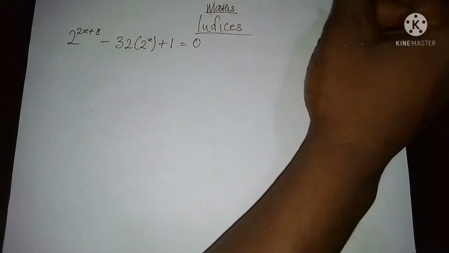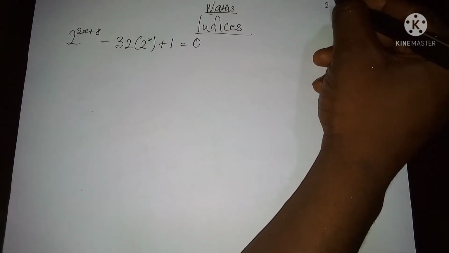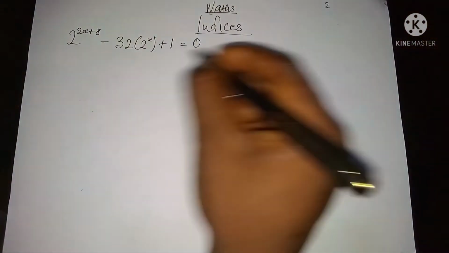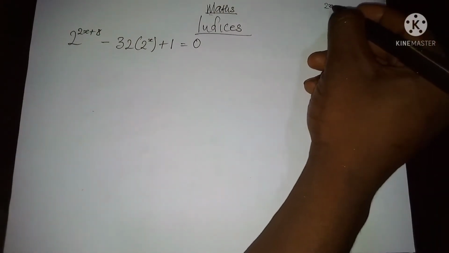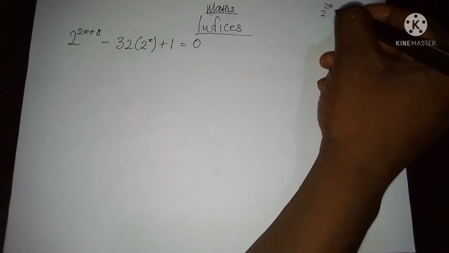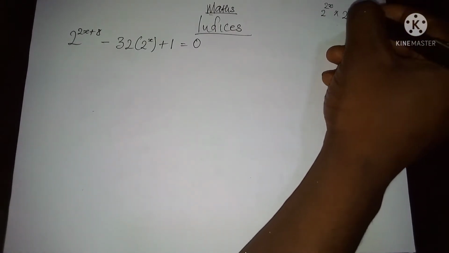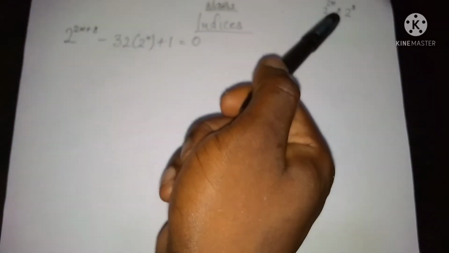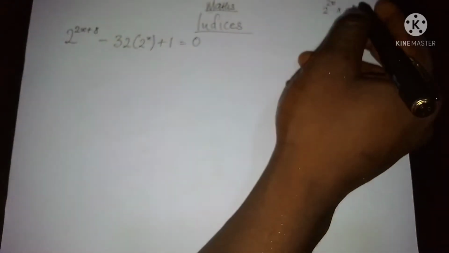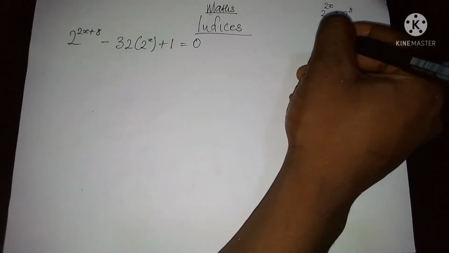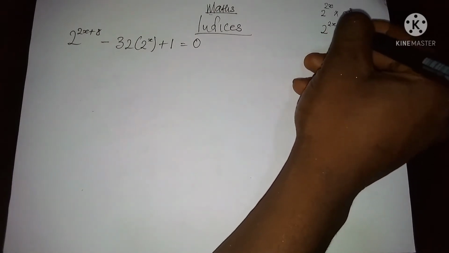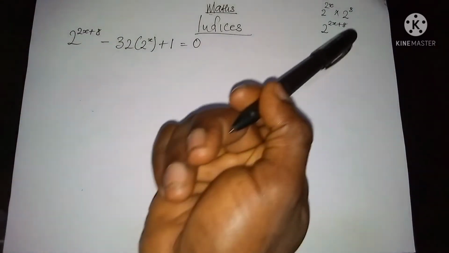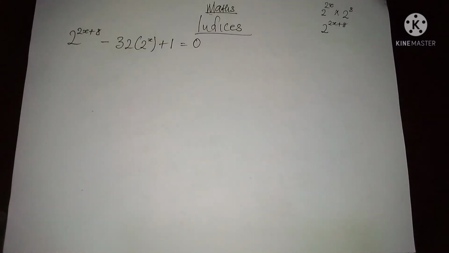Let's take for instance what I mean. We have 2 to the power of 2x times 2 to the power of 8. There must have been something like this. For them to get to this, there must have been something like this, which when the 2 and 2 multiply, you have 2 to the power of 2x plus 8, because the best way to add 2x and 8 is just this way, because they are not like terms.